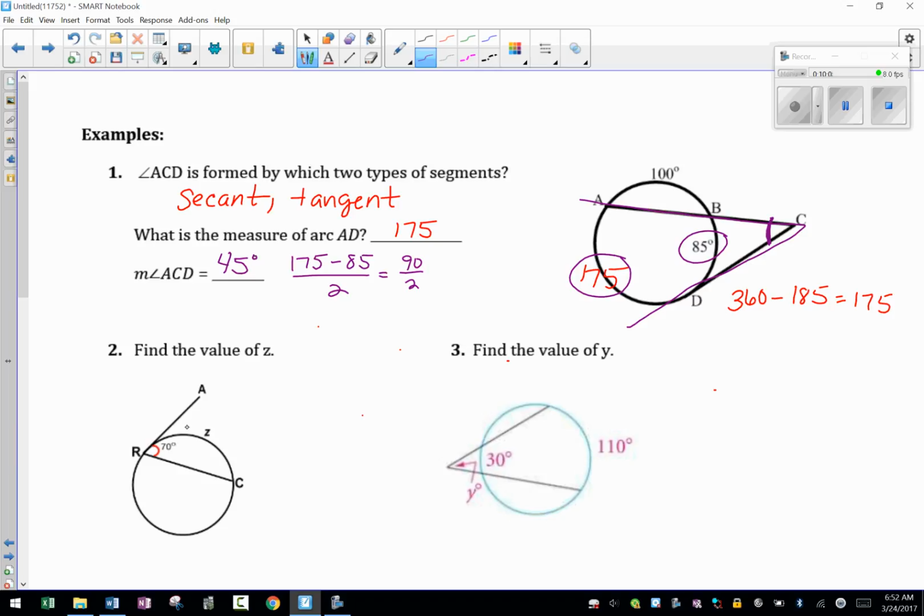Okay. Number 2, angle ARC is on the edge of the circle, and it's formed by a tangent and a chord, and the rule is the angle is half the arc. So if this angle was 70, the arc would be twice that, which is 140. Y is outside the circle. In number 3, if the angle is outside the circle, it's the difference divided by 2. 110 minus 30 divided by 2. 80 divided by 2, which is 40.